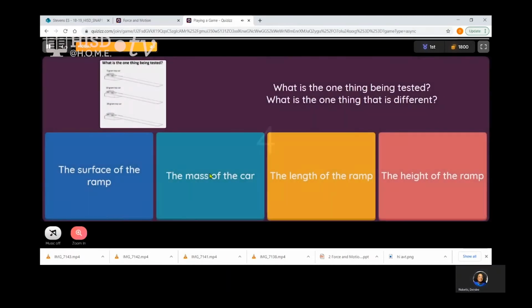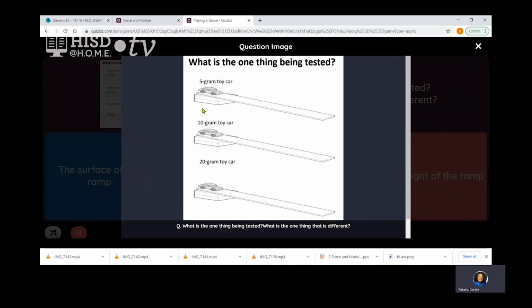Yay! What is the one thing being tested? What is the one thing that is different? Take a look at the picture. I have a car and a ramp again. Let me see if I can spot it. Ramps look the same, surfaces same, length same. The height here, 2 books, 2 books, 2 books. But here I have 5 grams, 10 grams, 20 grams.